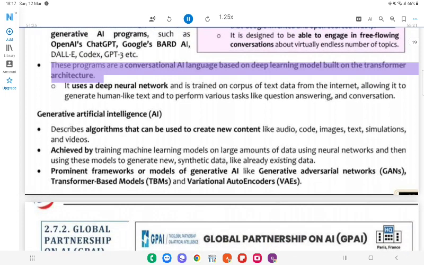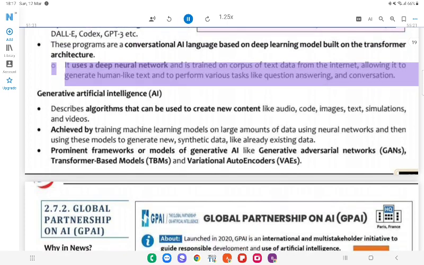These programs are a conversational AI language model based on deep learning, built on the transformer architecture. It uses a deep neural network and is trained on a corpus of text data from the internet, allowing it to generate human-like text and to perform various tasks like question answering and conversation.